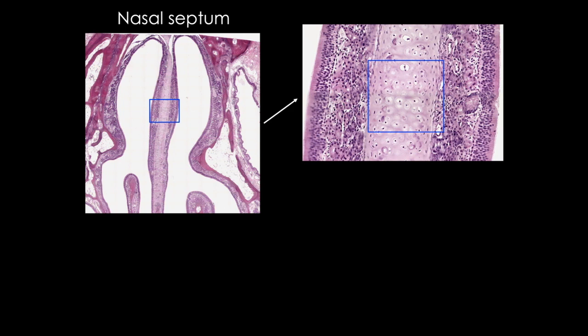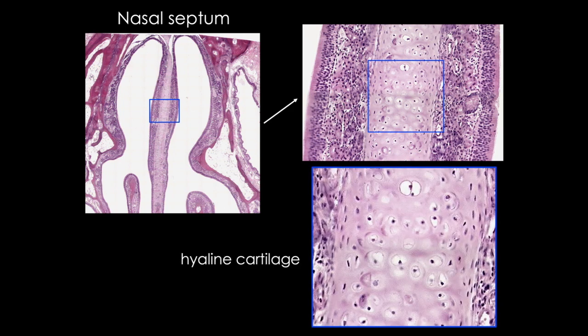And if we take a closer view, we see that this is hyaline cartilage. You can tell it's hyaline cartilage because it has that shiny, glossy appearance, a low number of fibers, and chondrocytes that are forming isogenous groups or nests.